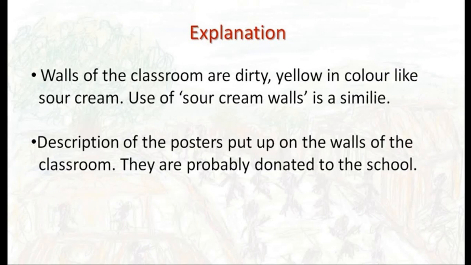Now he explains what all has been put up on the walls of this dull classroom, this ill-painted, ill-maintained classroom. First is Shakespeare's head. Cloudless at dawn, civilized doom riding all cities, belt flowery Tyrolese valley. Now, in these lines, there is description of the posters, of the images or of the charts put up on the walls of the classroom. And as I said, they are probably donated to the school.